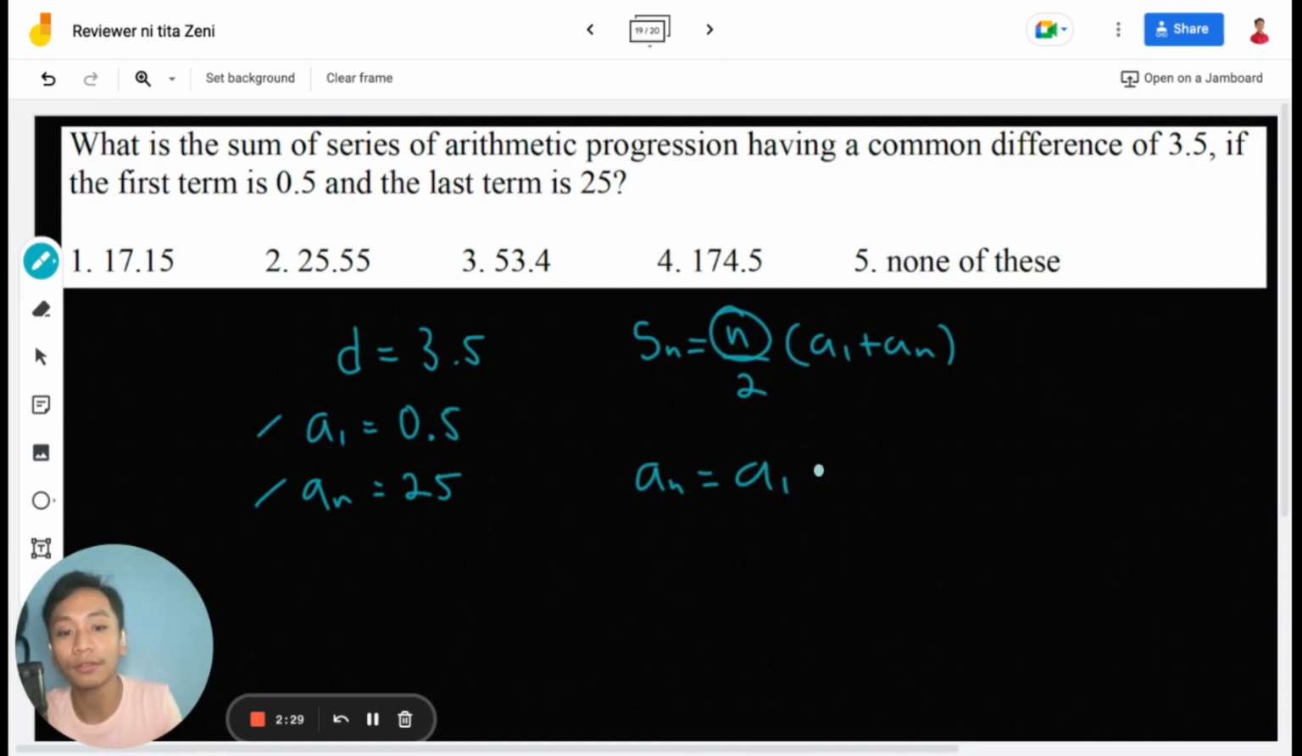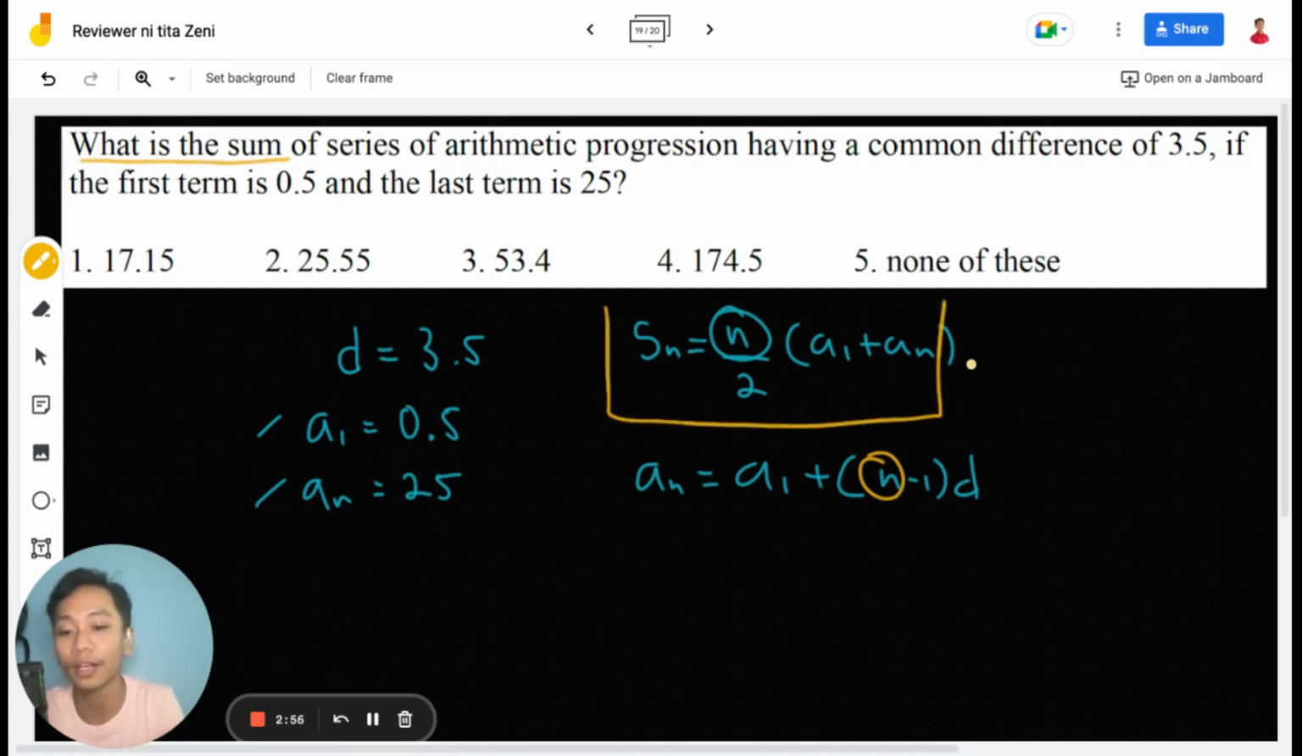So, that's first term added by the product of n minus 1 and your common difference. Yan yung formula for that. At kailangan mo yan kasi nandyan yung n. Essentially, using this first formula, yung formula sa paghanap ng nth term, gagamitin natin yan to solve for the number of terms na pag nahanap mo na, tsaka natin gagamitin ito. Because essentially, yung tanong ha, remember, sum ang hinihingi. So, ito talaga yung final na kailangan mong ma-solve. Pero to do that, you need to know n.